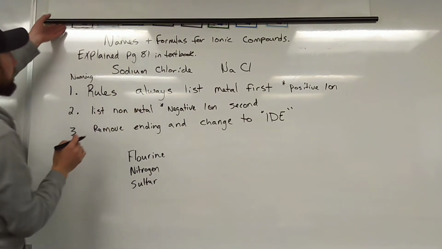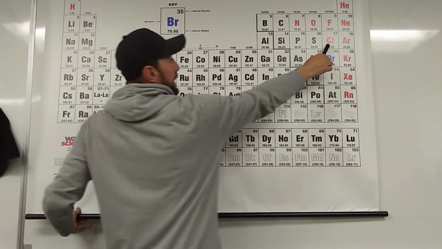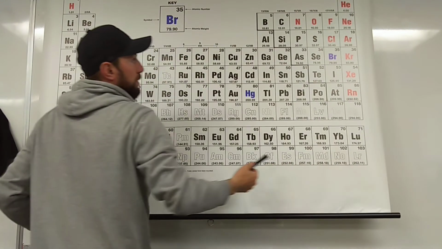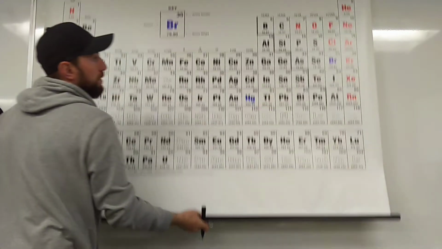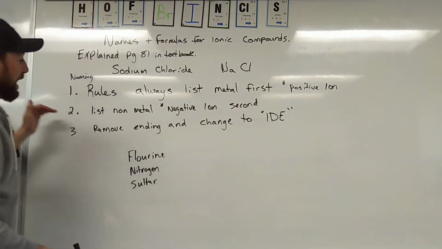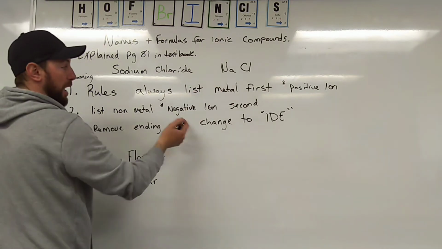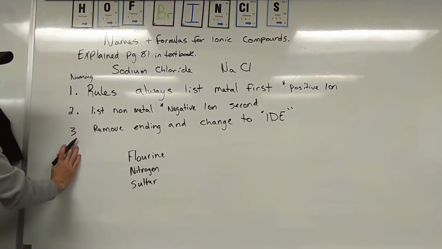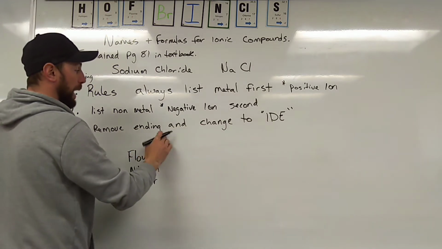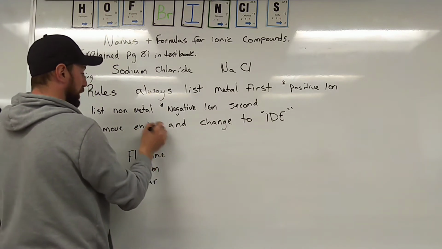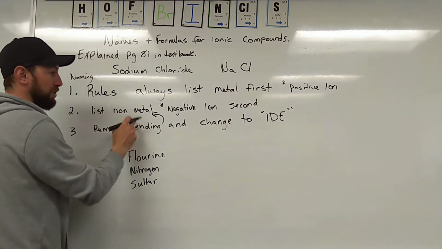So sodium, Na, is here. It's in the metals. Chlorine is a non-metal over here. So we list the metal first, so sodium, and chlorine is the non-metal. Okay? So we name the metal first, then the non-metal second, or positive ion, then the negative ion. The next step we do is we remove the ending and change it to "ide." Now we remove the ending of what? Of the non-metal. Okay? So we remove the ending of the non-metal and change it to "ide."